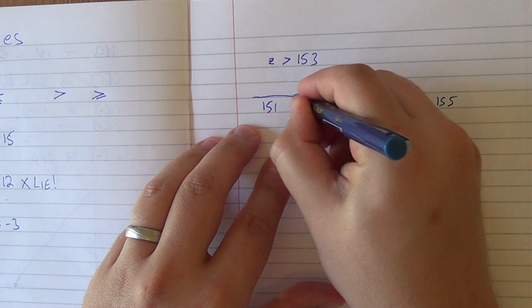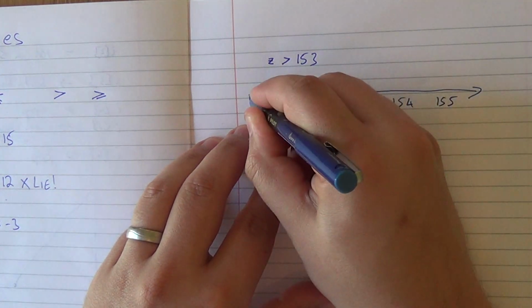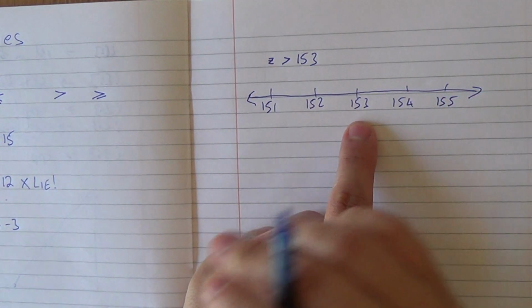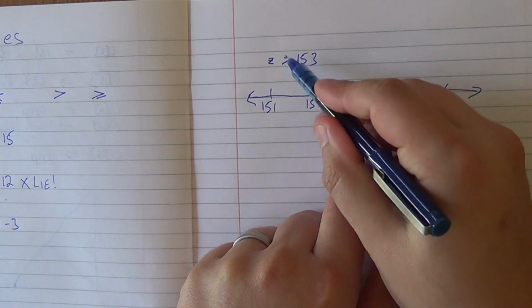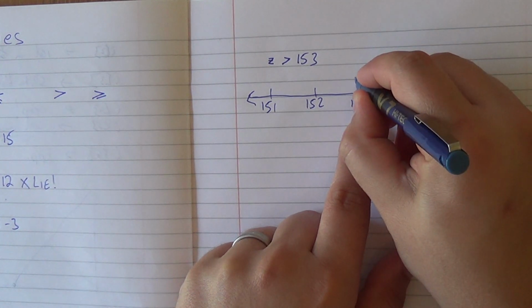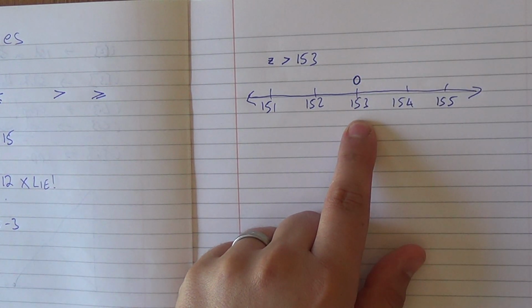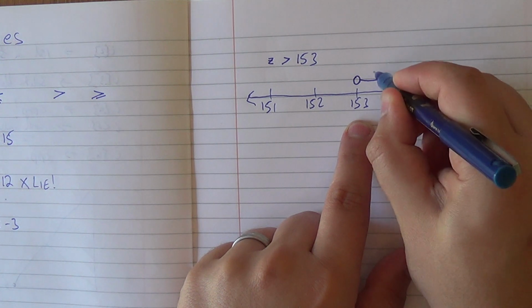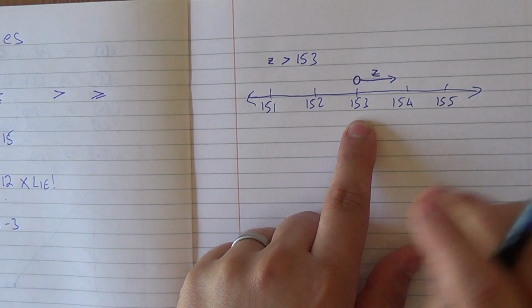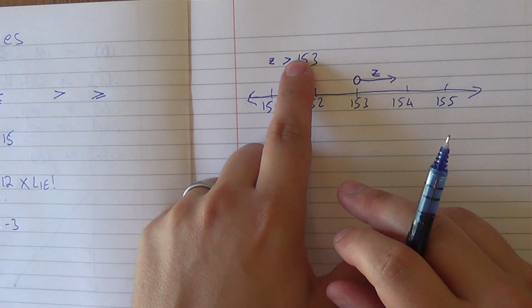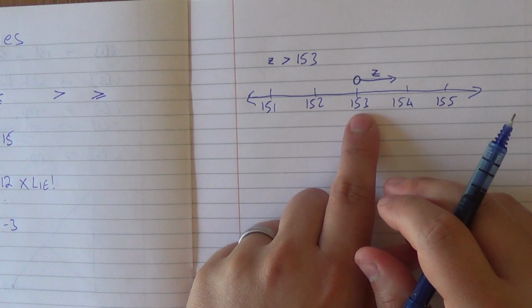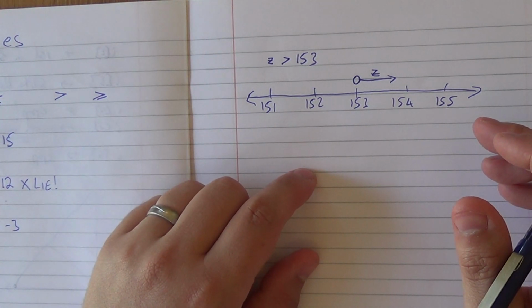So this is our number line. Extends in both directions. And this place here is important, 153, because that's the value in the statement. So we're going to mark that with a circle. And z is greater than 153. Well, greater than means bigger. It's all this stuff in this direction. So z is over there. And that's how we display that on a number line. z is bigger than 153. It's just a simple indication, but from 153 upwards, that is where z is.